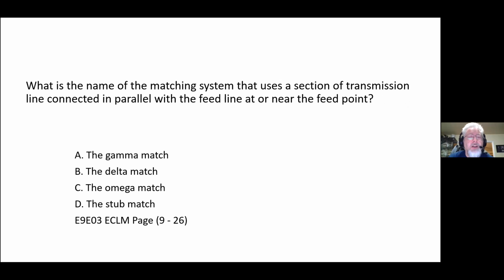What is the name of a matching system that uses a section of transmission line connected in parallel with the feed line at or near the feed point? A, the gamma match. B, the delta match. C, the omega match. Or D, the stub match. The cage match. The what match? The cage match. D, the stub match is correct. Only when you wrestle with your antenna.